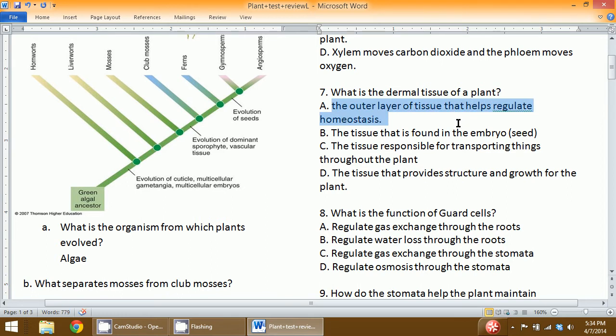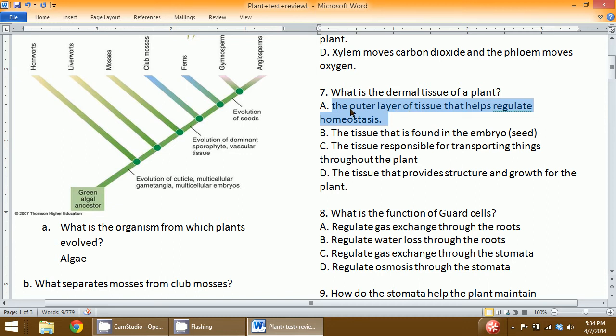For plants, it helps them regulate homeostasis. Well, for us, it helps us regulate homeostasis. For plants, it helps them keep their water in. For you, it helps you keep your water in. For plants, it lets them breathe. For us, not so much. Yes, definitely still involved with breathing, but in a much more complicated way because we have that whole lung system. But on the inside, it's still very similar to dermal tissue.